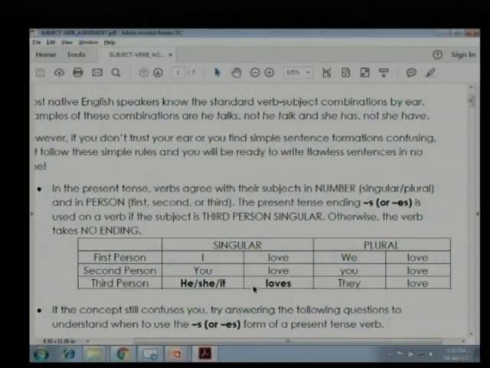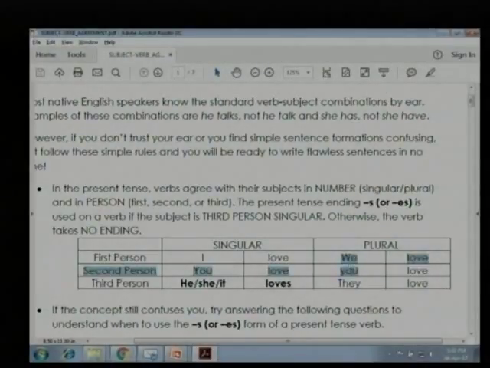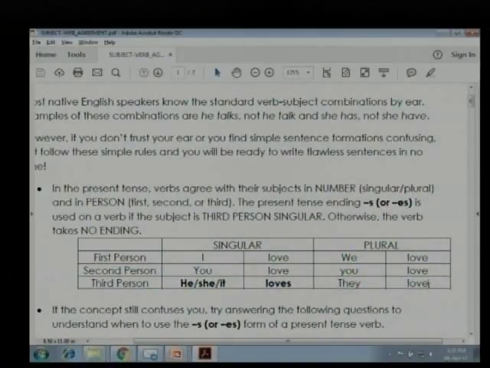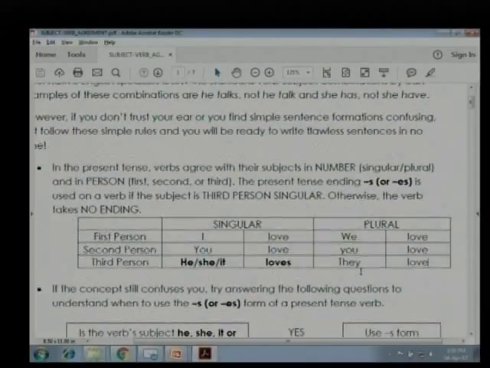Third person, he loves chocolate. Loves, I am just adding an s. She loves chocolate. It loves chocolate, for example, if I am referring to a pet. Plural, they love. Whenever I have a plural form, I will not use the s in the end. That is what I was explaining, the he, she, it rule.